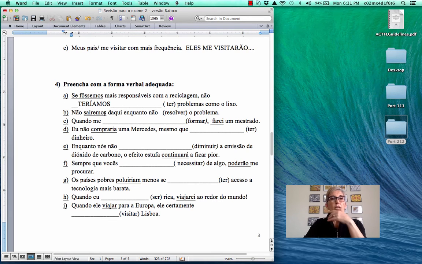Vamos ver aqui. Só sairemos. So here you have the future subjunctive. So that means that here you have the future indicative, so it means that here you have to have the future subjunctive. So we won't leave here until we solve this problem. Enquanto não, so you go to the third person plural, resolverão.